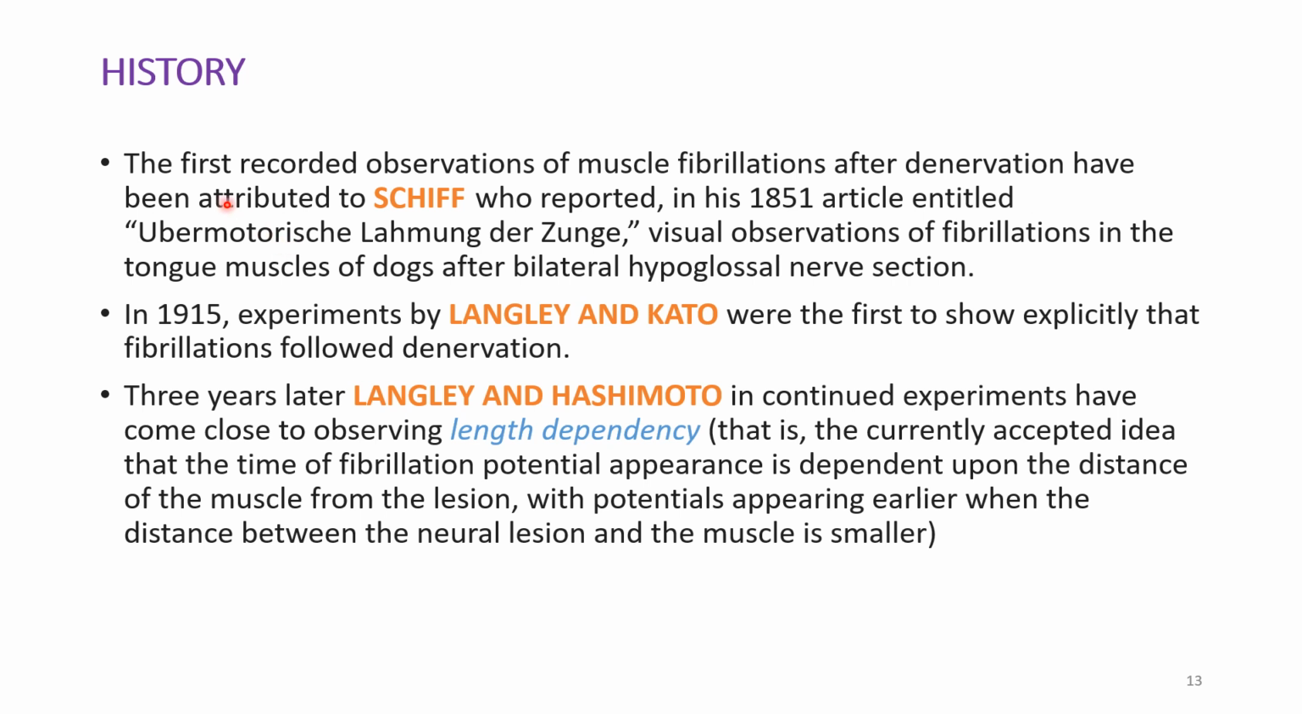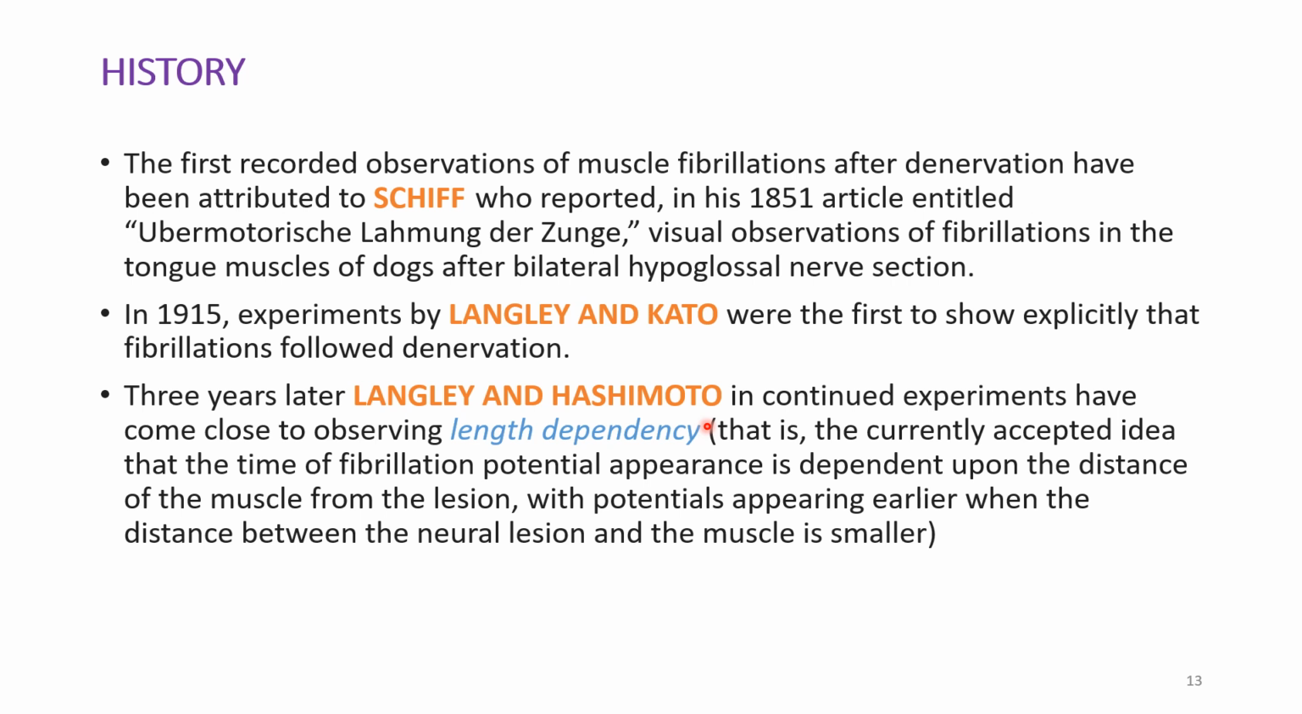Coming to the history, the first recorded observation of muscle fibrillations after denervation is by the scientist Schiff. He reported in his article in 1851 visual observations of fibrillations in the tongue muscles of dogs after bilateral hypoglossal nerve section. So there were many fibrillations in the tongue muscles of the dog. In 1915, experiments by Lansley and Cato were the first to show explicitly that fibrillations follow denervation. So they proved that after denervation, the muscle fiber shows fibrillations.